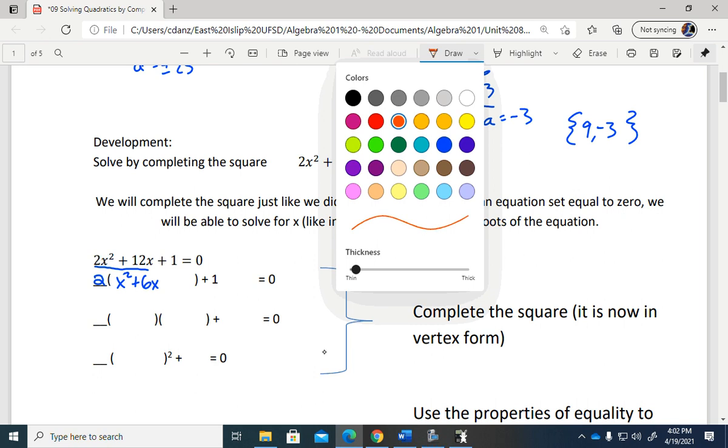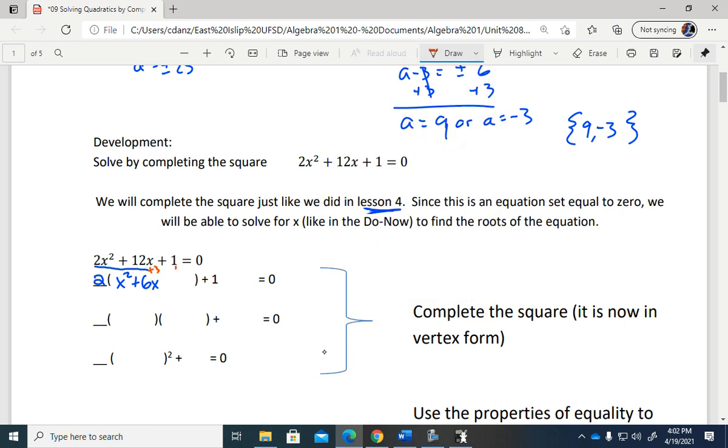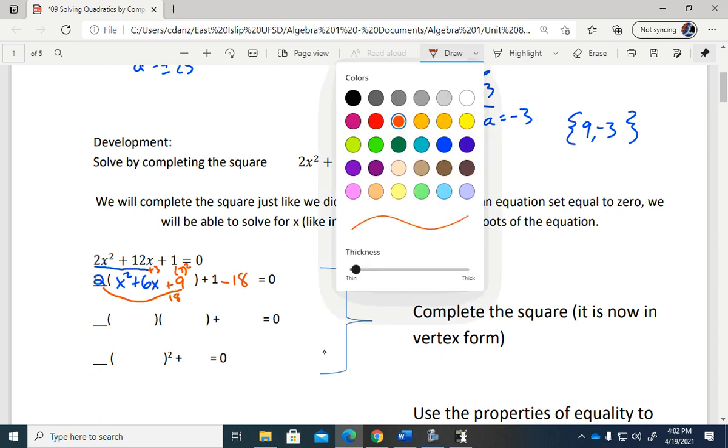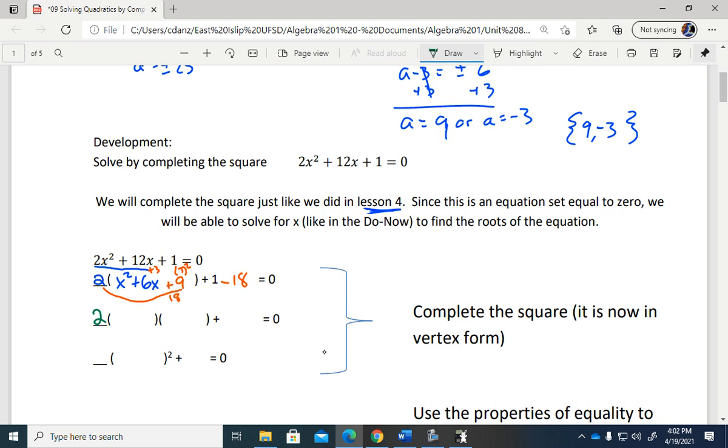Remember what we do next. So we take half of the 6, which is a positive 3. That positive 3 has to get squared, which is a 9. Don't forget, though, this 2 times 9 is an 18. Therefore, I subtract 18. So that's the thing that people forget sometimes, to multiply that number that you write inside by what you undistributed. So now what I have is 2 times x plus 3 times x plus 3 plus a negative 17 when I combine like terms, right?